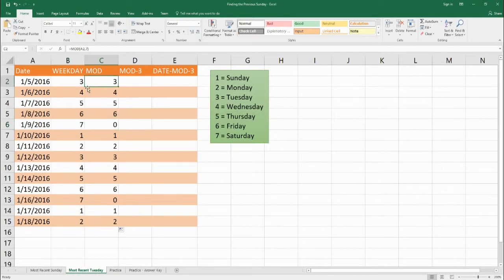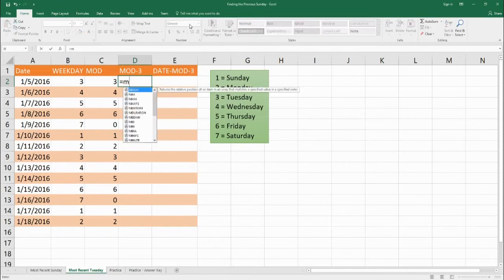Okay, so let's think about it. We want to find the most recent Tuesday. January 5th, 2016 is already the Tuesday. We don't want to go back. We have a modulo of 3. We need to use the modulo to figure out how many days we want to go back, but we don't want to go back any days. So we want to change this 3 to a 0. So 3 minus x equals 0, we need to subtract 3.